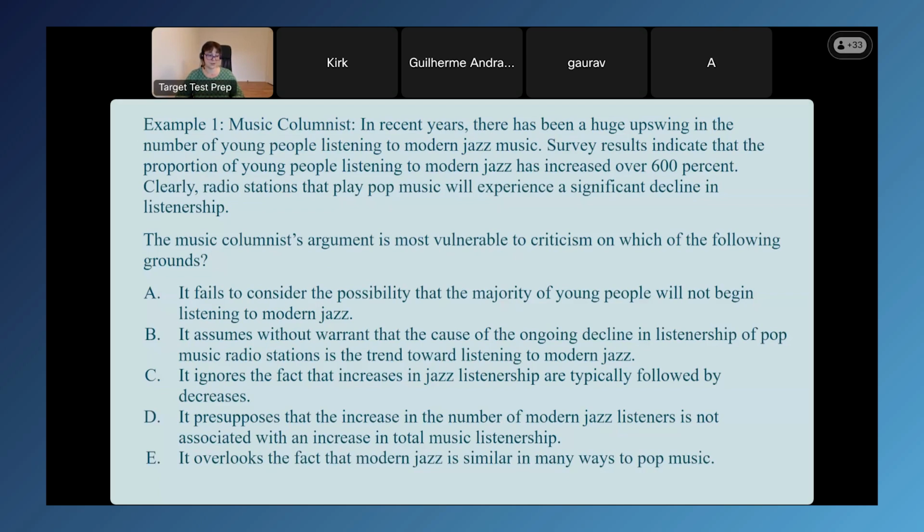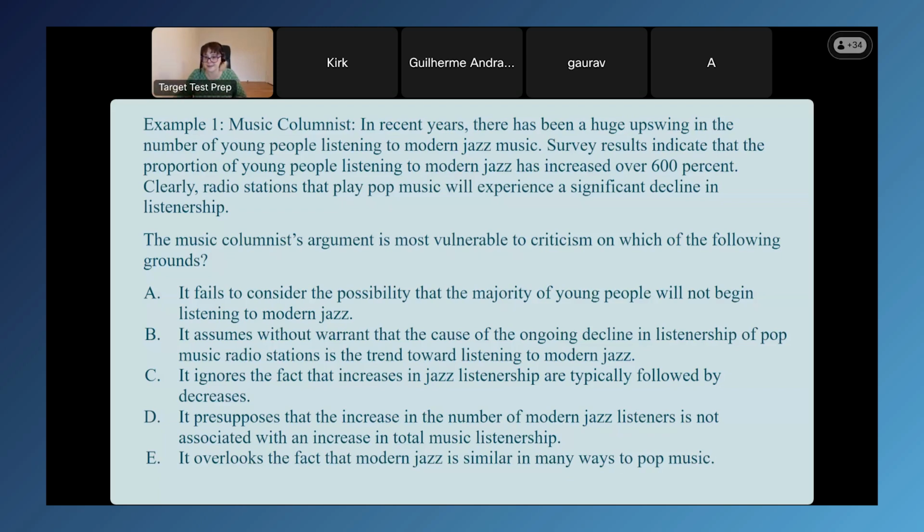We don't know that there is an ongoing decline in the listenership of pop music radio stations. That's the author's prediction, that there will be a decline, but we don't know that there currently is. And the answer says the argument assumes without warrant that the cause of the ongoing decline, but the argument assumes no such thing. This is not something the argument does, so it cannot be a logical flaw. Whereas D, it presupposes that the increase in the number of jazz music fans is not associated with an increase in total music listenership, is something that the argument does.